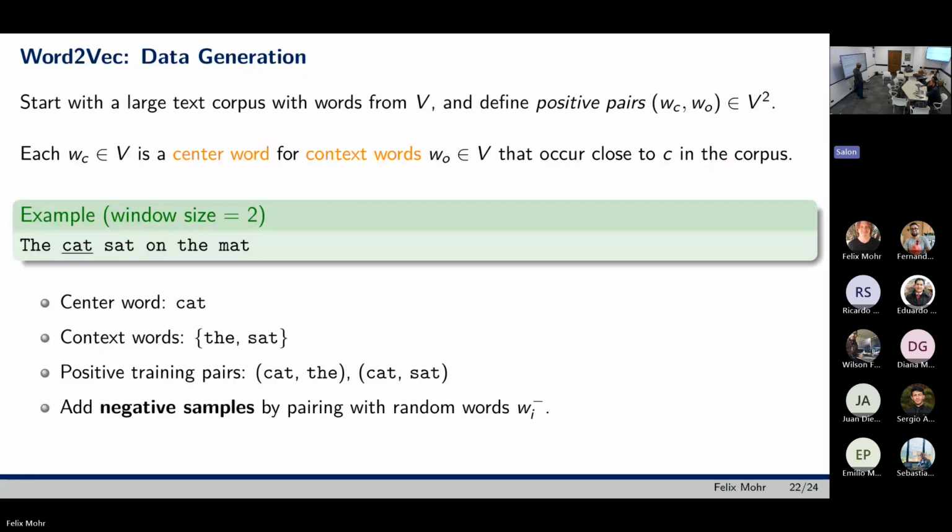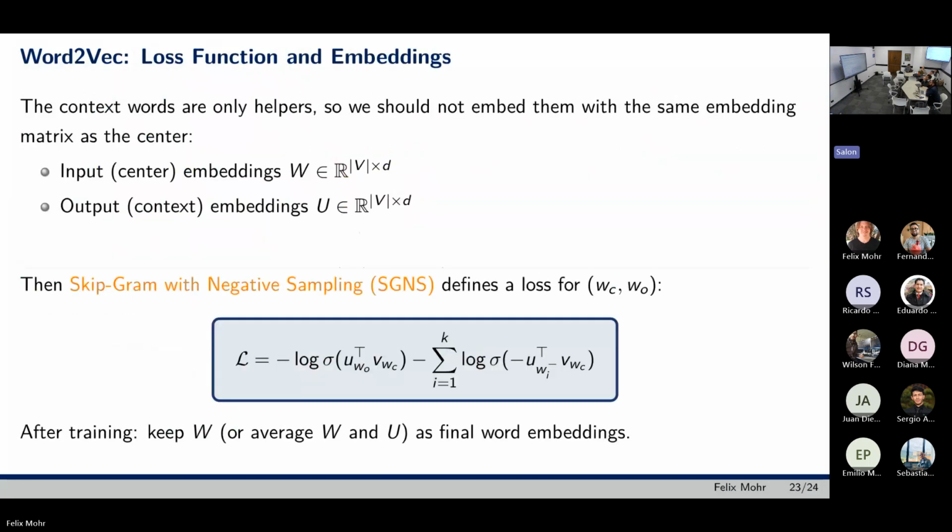Okay, so we have 3 symbols here. WC is for the center word. WO is for the context word. Okay, so this has to do something with this. And W minus is a word that is not related to the center word. Okay. Now, if we have this, then we can employ the training procedure.